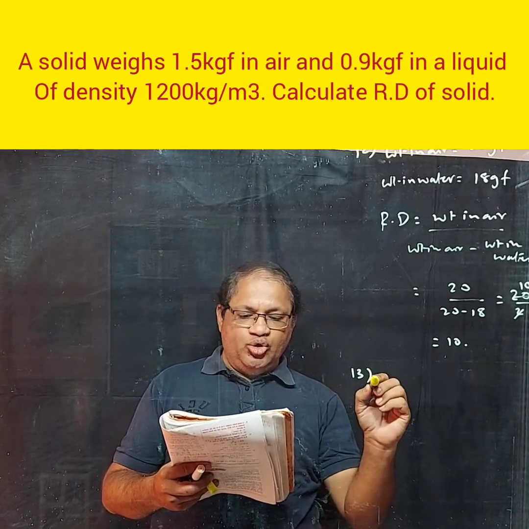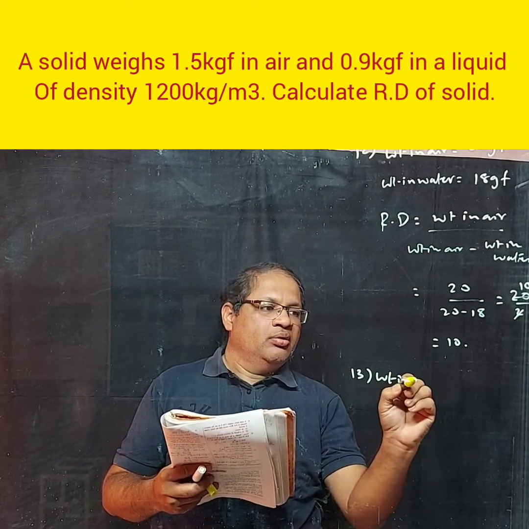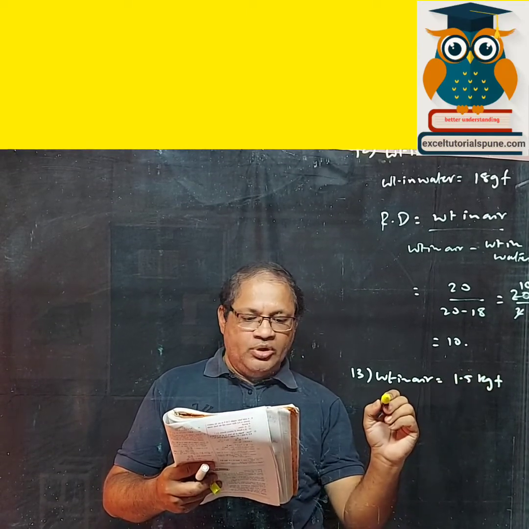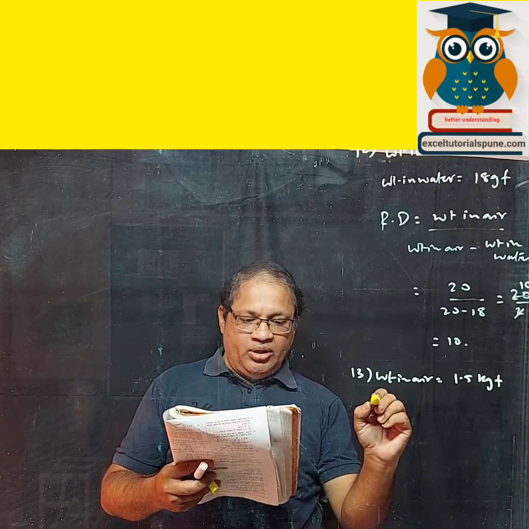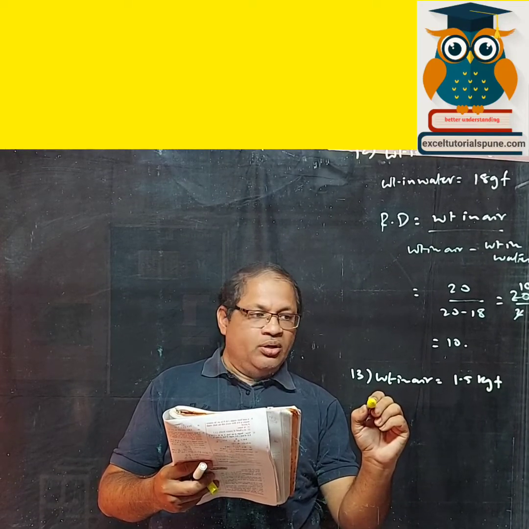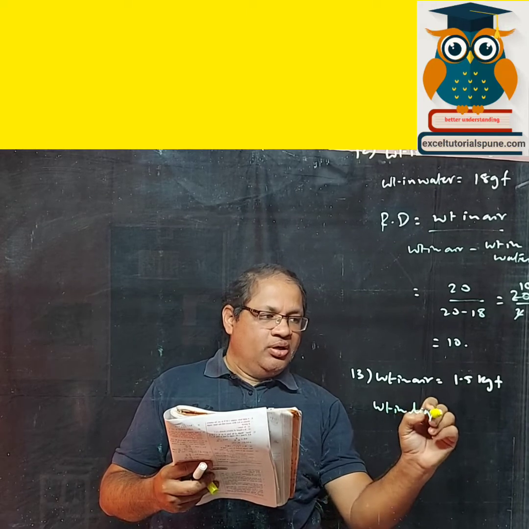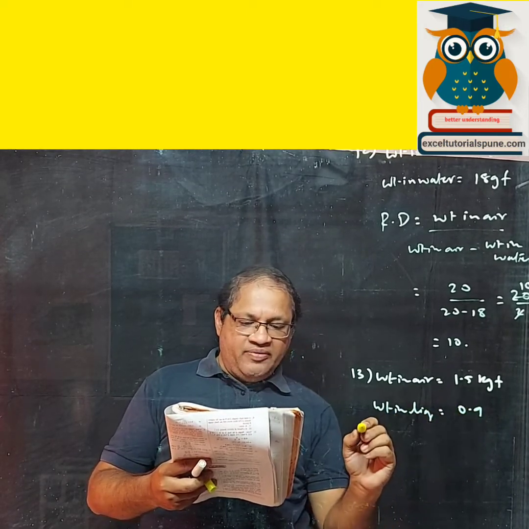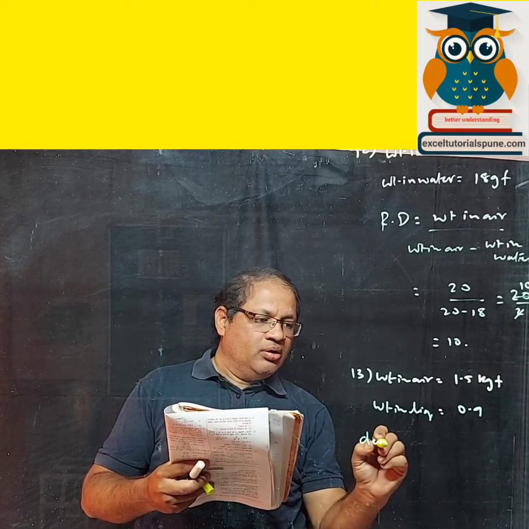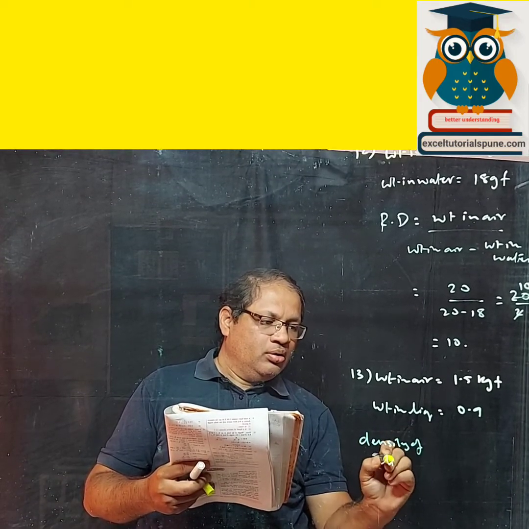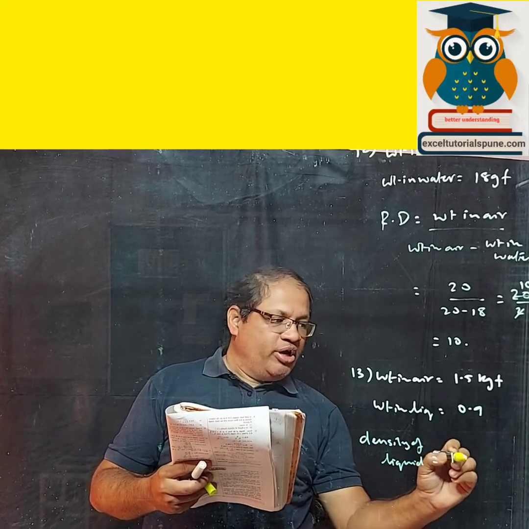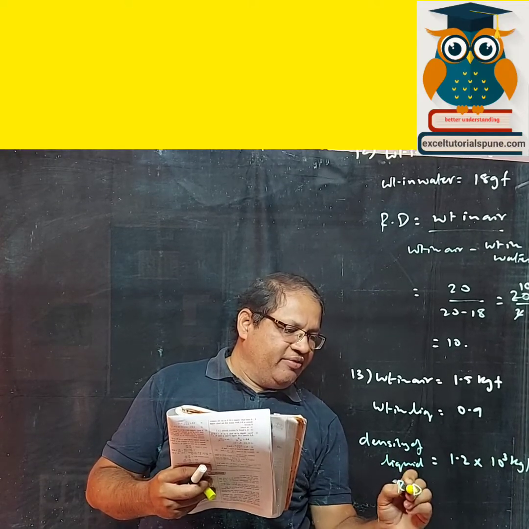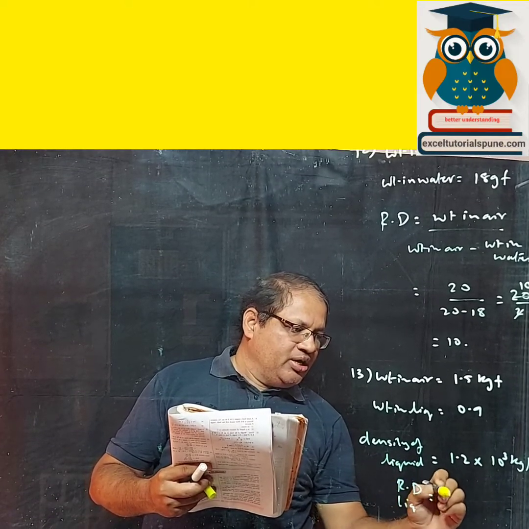Okay, so weight in air is equal to 1.5 kgf, and weight in liquid is equal to 0.9, and they have given density of liquid, that is 1.2 into 10 raised to 3 kg per meter cube. And what will be the relative density of liquid then? That is 1.2.